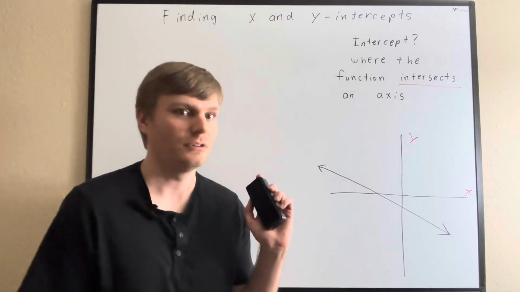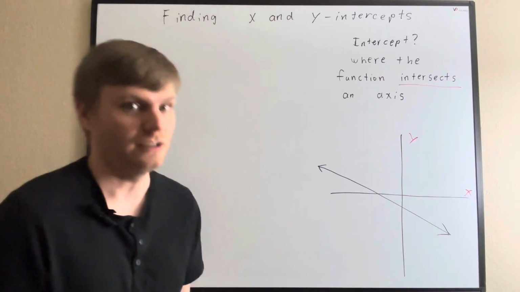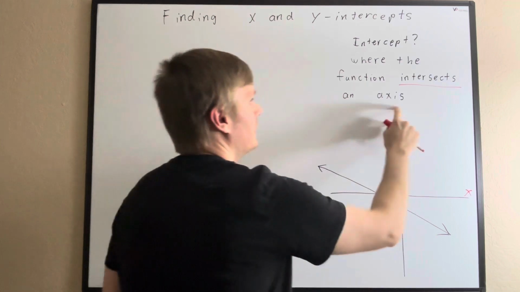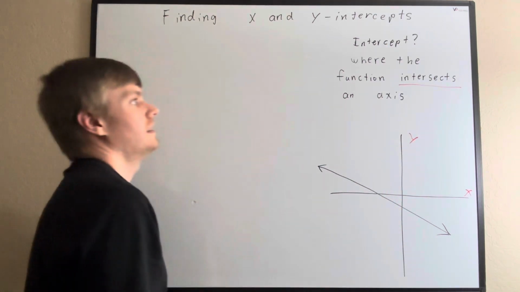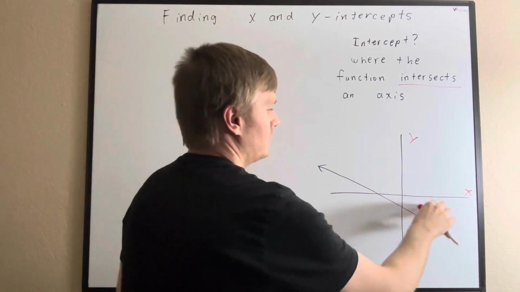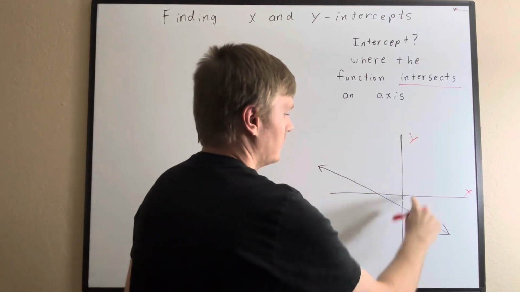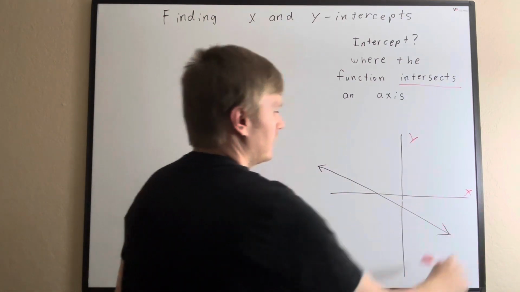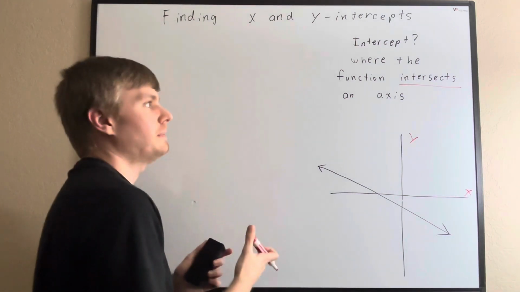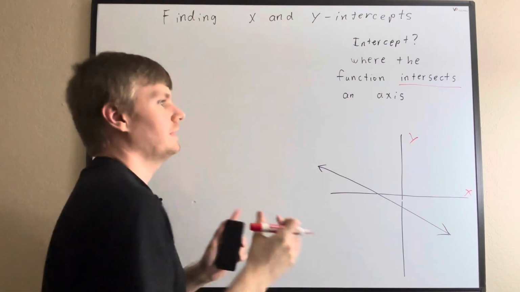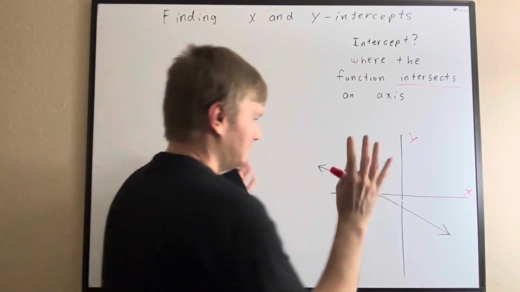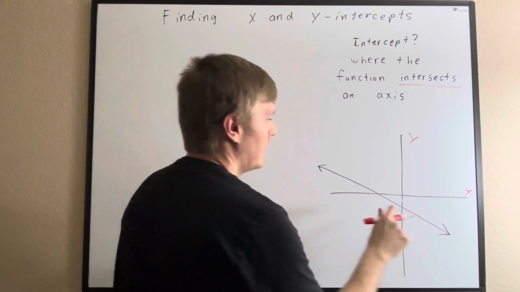All right, in this video, I'm going to go over finding the x and y intercepts of a function. What is an intercept? Well, it's where the function intersects an axis, meaning where it hits one of these two lines, either the y-axis or the x-axis. So when you see the word intercept in math, think intersection, not intercept football, which is usually where my mind goes, but that's a different discussion.